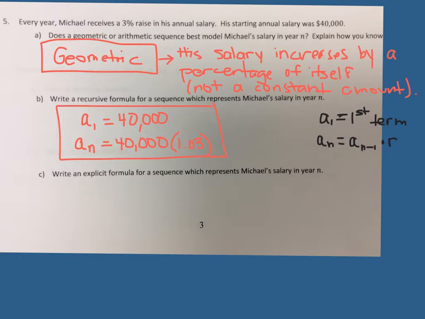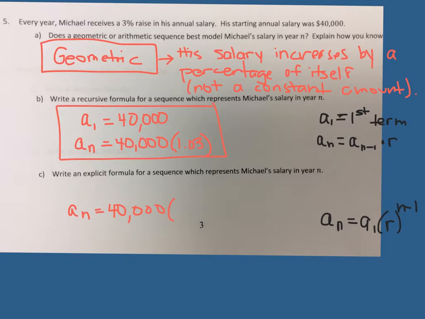Okay, and then finally part C says write an explicit formula for a sequence which represents Michael's salary in year n. Off to the side here I just wrote the general explicit formula for a geometric series. So we could say that a sub n is equal to, well, a sub 1 we're going to replace with his first year's salary, which is 40,000.